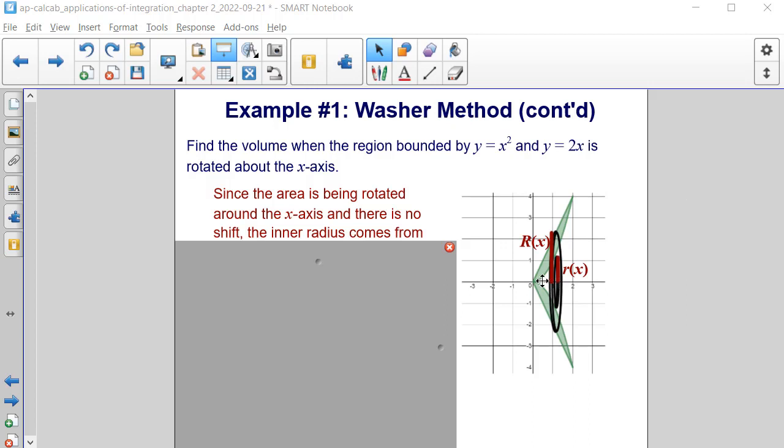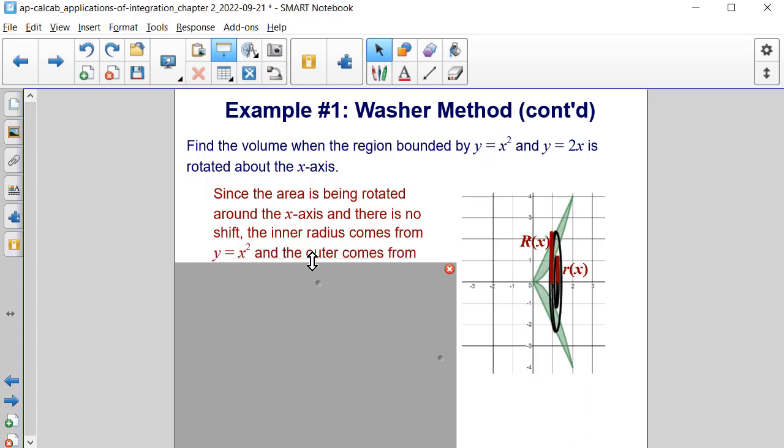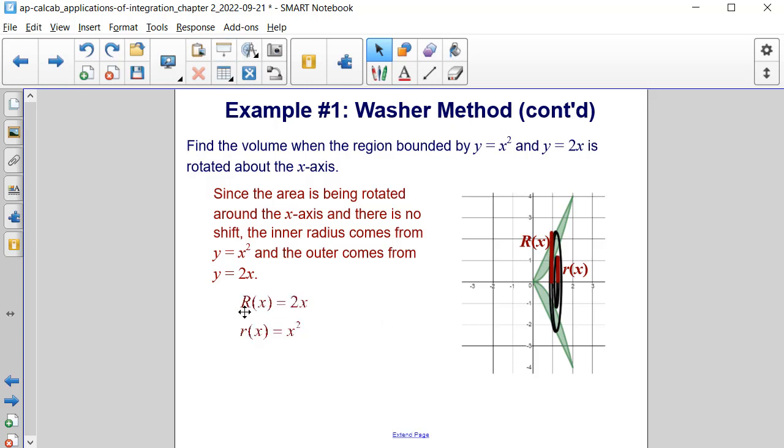The inner radius for the solid of revolution will come from the function that is lower in the coordinate plane here, which is our parabola, y equals x squared. And the outer radius comes from our line, y equals 2x. Therefore, capital R of x, or the outer radius, is going to be 2x, and little r of x, or the inner radius, is going to be x squared.